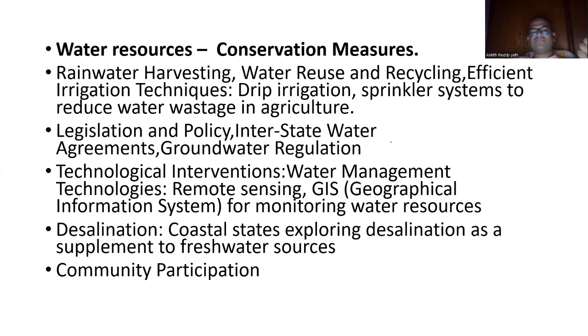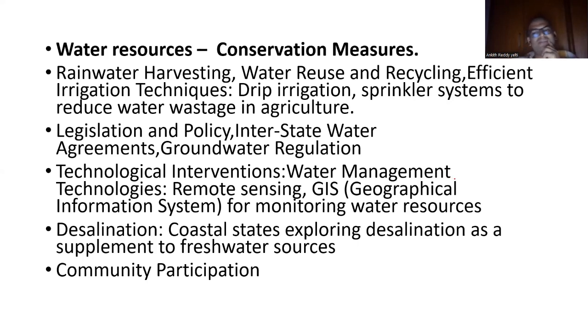Okay, so there is a scheme for this drip irrigation, the Pradhan Mantri Krishi Sinchai Yojana. Okay, strictly implementing the legislation for groundwater regulation, using technological interventions in water management through remote sensing, GIS. Okay, and investing in technology on desalination.